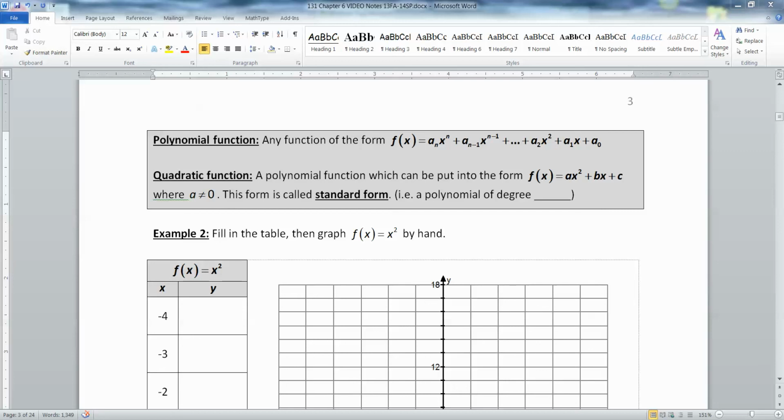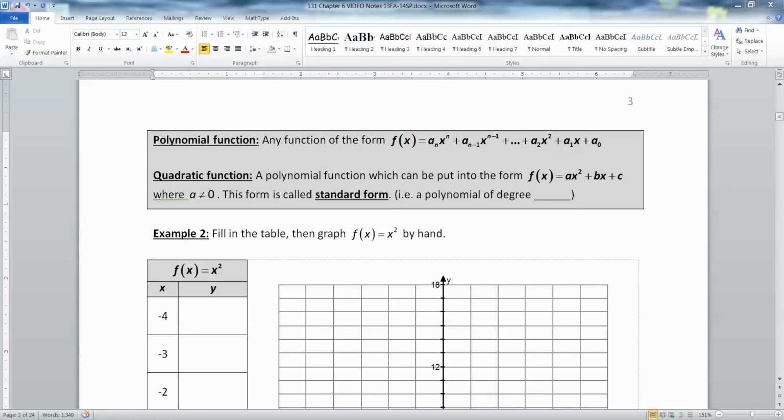Continue with section 6.1. We have a couple definitions. Now, a polynomial function is any function of the form f of x is equal to a sub n x to the n, plus a sub n minus 1 x to the n minus 1, plus and so on, plus a2 x squared, plus a1 x, plus a0. Now, it looks really complicated, but all this is saying is that the a sub n things are just numbers. So it's like 2x to the 5th, plus 3x to the 4th, plus 7x squared minus 2x minus 5, stuff like that.